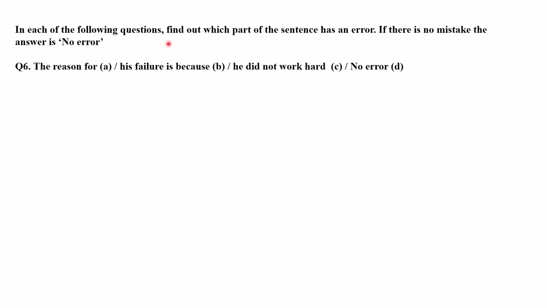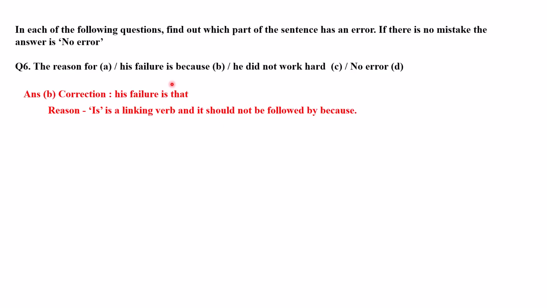Now in each of the following questions, find out which part of the sentence has an error. If there is no mistake, the answer is no error. So question 6 is, now here 4 parts are given. If there is any mistake, we have to correct it. So it is given: the reason for his failure is because he did not work hard. See here, his failure is because. So we should not use because here, isn't it? So the correction is, in place of because it should be that, because is a linking verb and it should not be followed by because. So the correction is on B part.